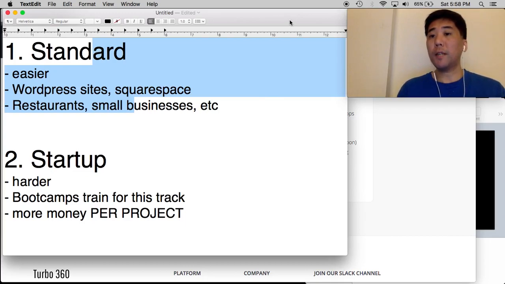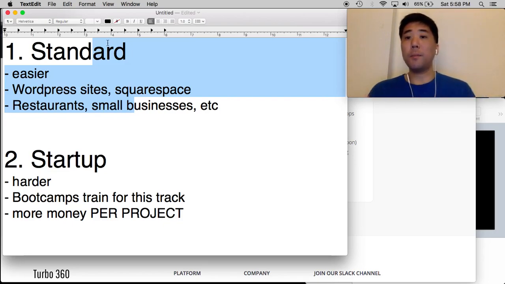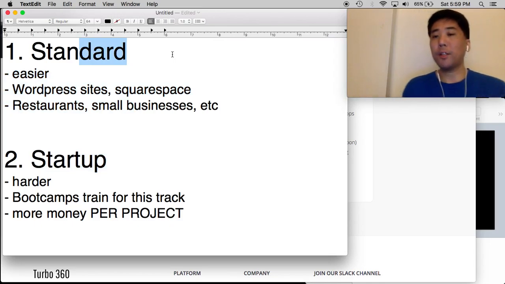In part 2 of this guide to freelancing, we are going to discuss preparation with regard to each one of these tracks. So how to sell yourself to these companies depending on which track you're pursuing, and that also has a pretty different technique depending on which track. There are some consistencies, but for the most part, selling yourself to a startup requires a different presentation than selling yourself to a standard company, a small business, or a conventional company like that. So that's going to be part 2 of this series.